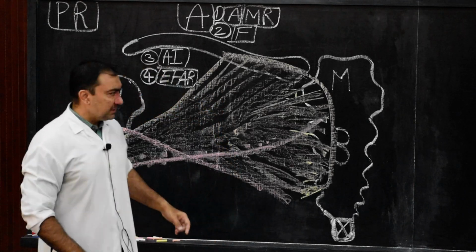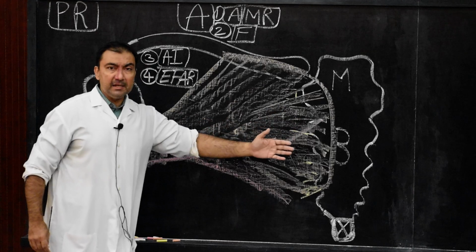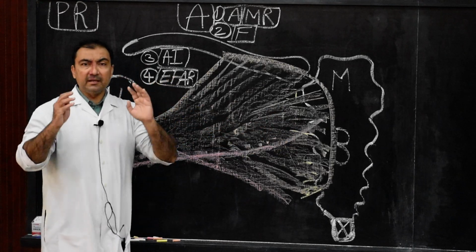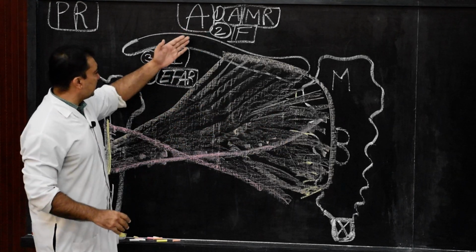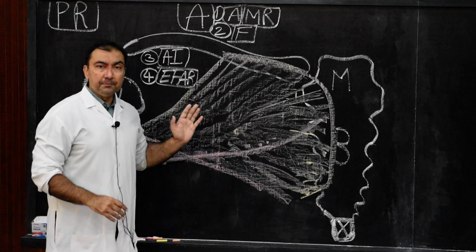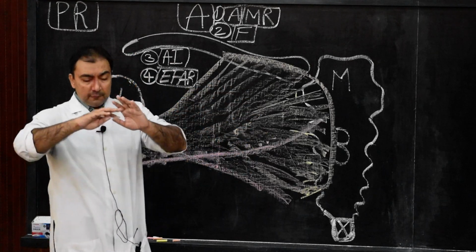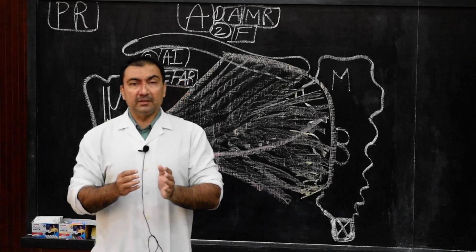So which is the last one? The sternocostal fibers will help in extension of flexed arm against resistance. These are the four important actions of pectoralis major. So we have finished the first muscle of pectoral region, that is pectoralis major.